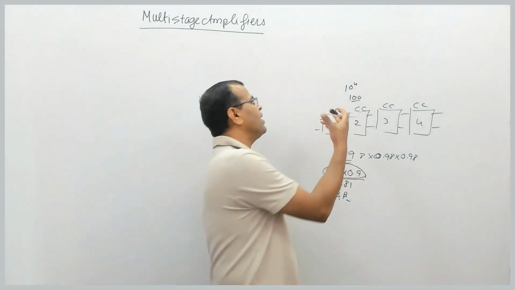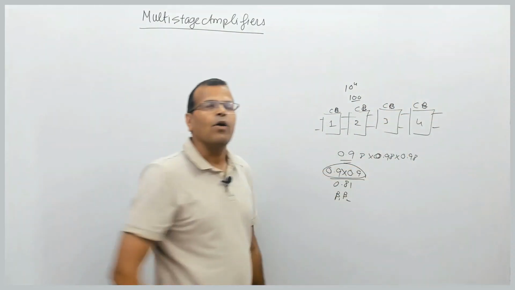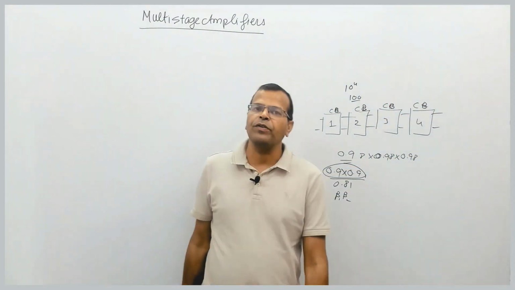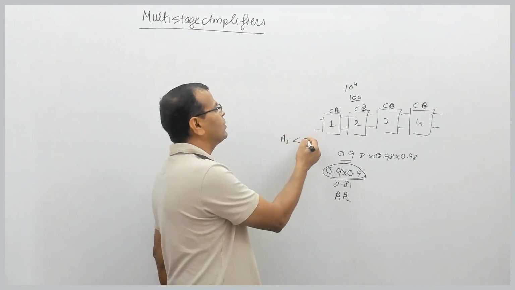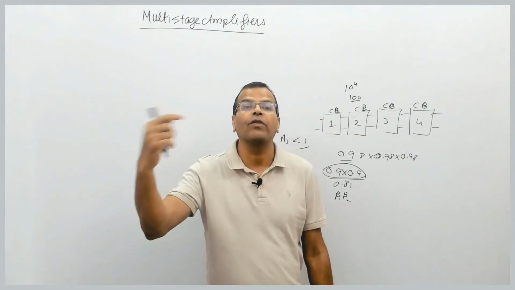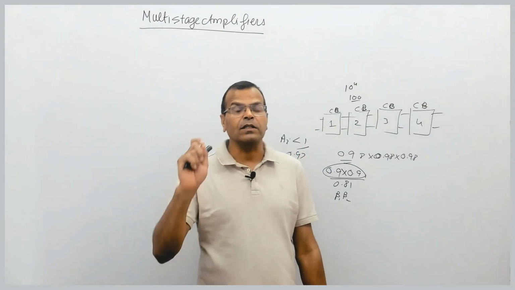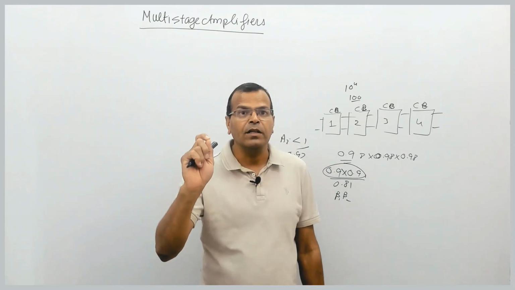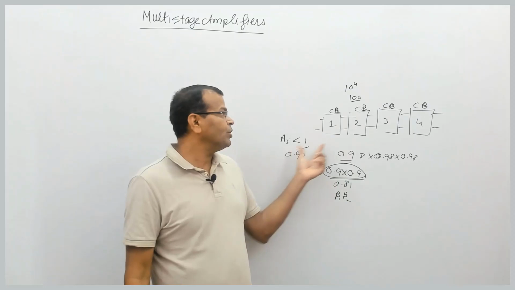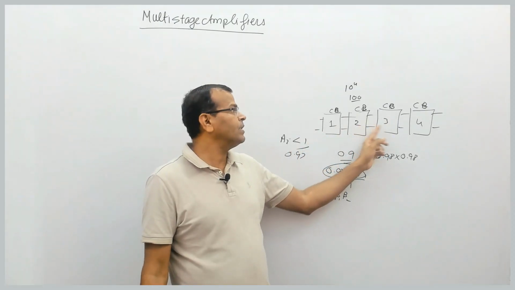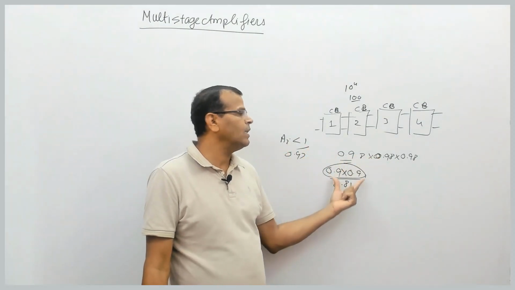Similarly, if I make use of common base configuration here instead of common collector configuration, we know in case of common base configuration, current gain is less than unity. The current gain of common base configuration is less than unity, but of the order of unity, maybe 0.97 or 0.98 or so on. But that is definitely less than 1, near unity. So the same situation will arise here. If common base is used here or maybe everywhere, in that case current gain will reduce like this.